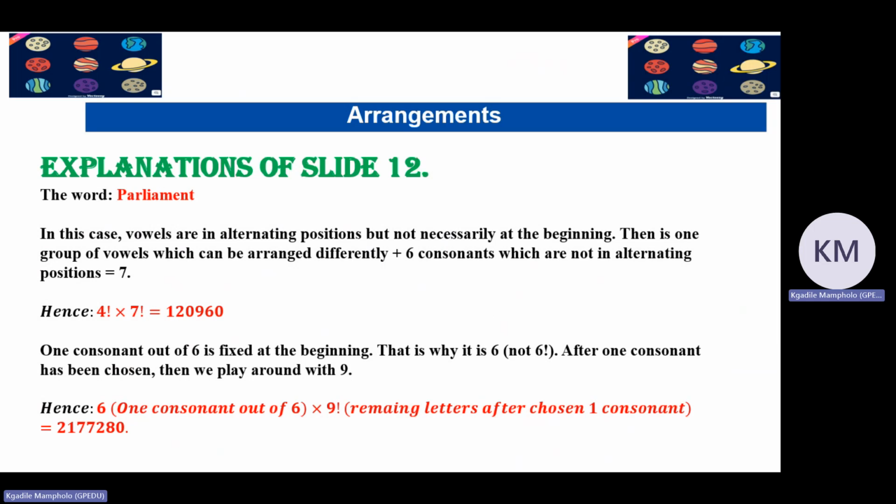Hence, we have 7. The one consonant out of 6 is fixed at the beginning. That is why it is 6, not 6 factorial, because we say one consonant must be at the beginning, and we choose out of 6. So that is why we have 6. We have 6 choices. It can be P, it can be R, it can be L, it can be M, it can be N, it can be T, but you choose one that will be at the beginning. That is why we have 6, not 6 factorial.